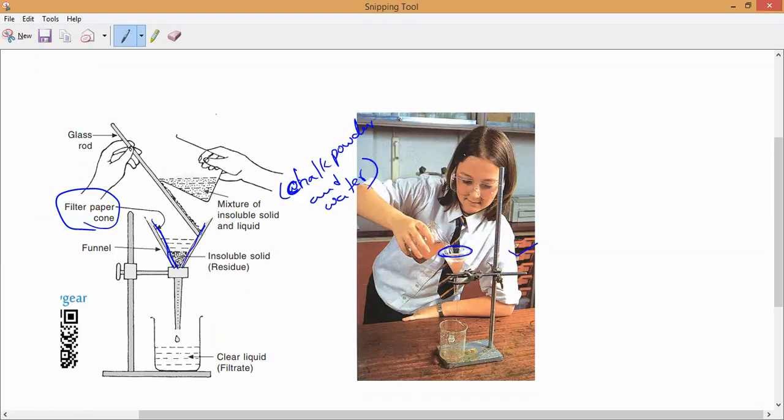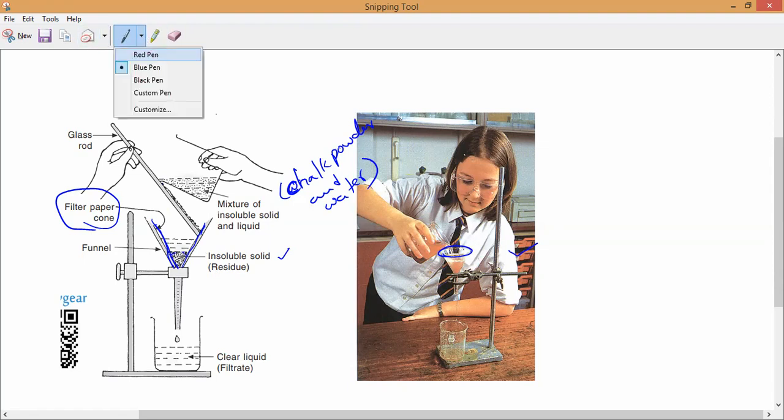Now I am taking a glass rod and keeping it at any corner, this side or this side, of the funnel, and I am pouring this mixture of insoluble solid and liquid on the glass rod, so that slowly the mixture will pass and fall into the filter paper. Filter paper, as we know, contains millions of pores. Only liquid, or clear solutions, can pass through, and all the insoluble solid will be settled here.